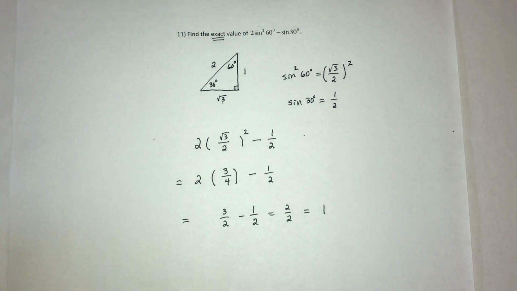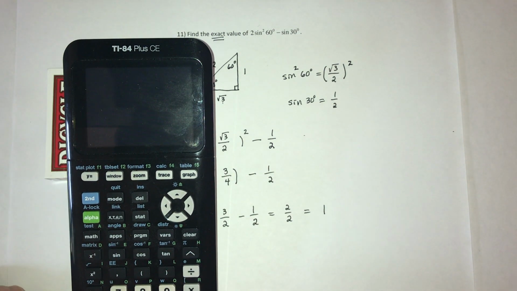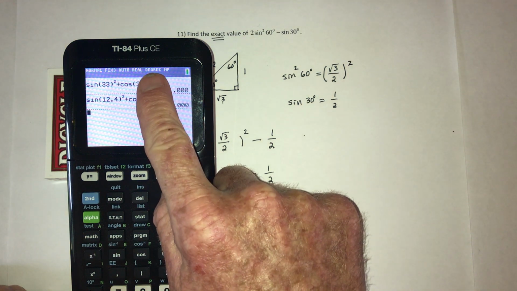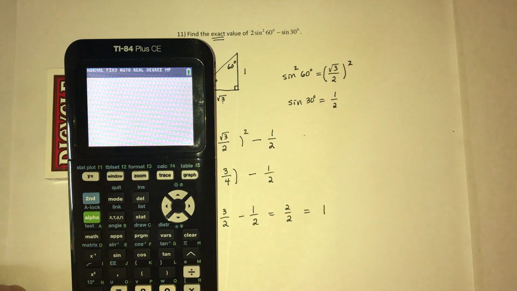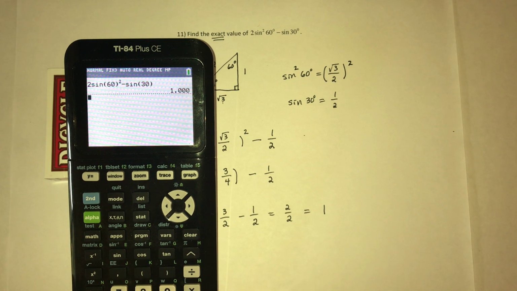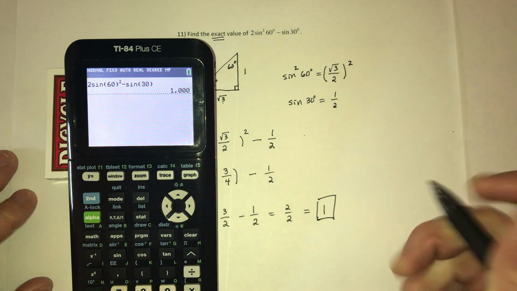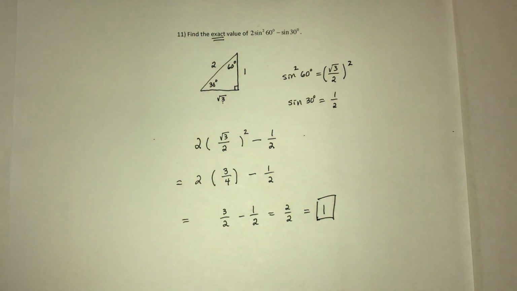Now this one, I can actually check my answer on the calculator. Right here, I need to make sure that the calculator is in degrees, and then do 2 sine of 60, and then square that one, minus sine of 30, and it should equal a 1. Perfect. So now I feel so confident I could even box up this answer and send it off.